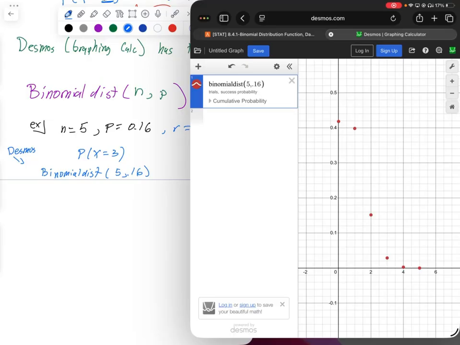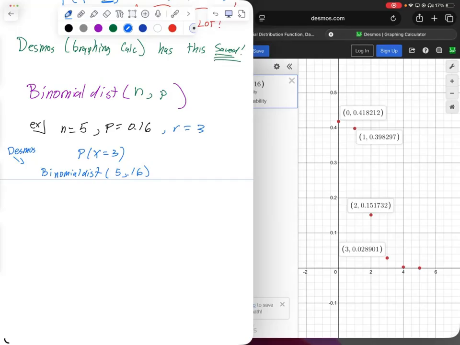Look at it, that's the answer for 0. Much easier than doing it out yourself. This is the answer for 1. This is the answer for 2. And we want how many? 3. Do you remember what the answer was from your Do Now? 0.0289. That's the answer. That was so much easier.